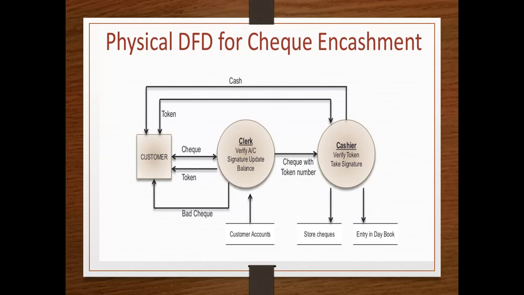This is normal. But if the clerk finds something unusual, if your signature does not match or your account number does not match, the check is immediately returned to the customer. If you see the arrow, it says that the cashier will get the token from the customer, verify the token and the signature, store the check, make the entry in the day book, and the cash is given to the customer.